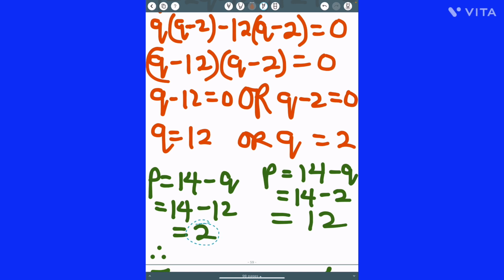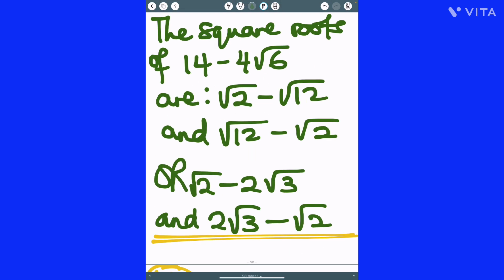Also from p is 14 minus q, when q is 2, p is 12. So the square root of this surd is root 2 minus root 12, and root 12 minus root 2. On simplifying, root 12 will break down into 2 root 3. So the square root is root 2 minus 2 root 3 and 2 root 3 minus root 2.